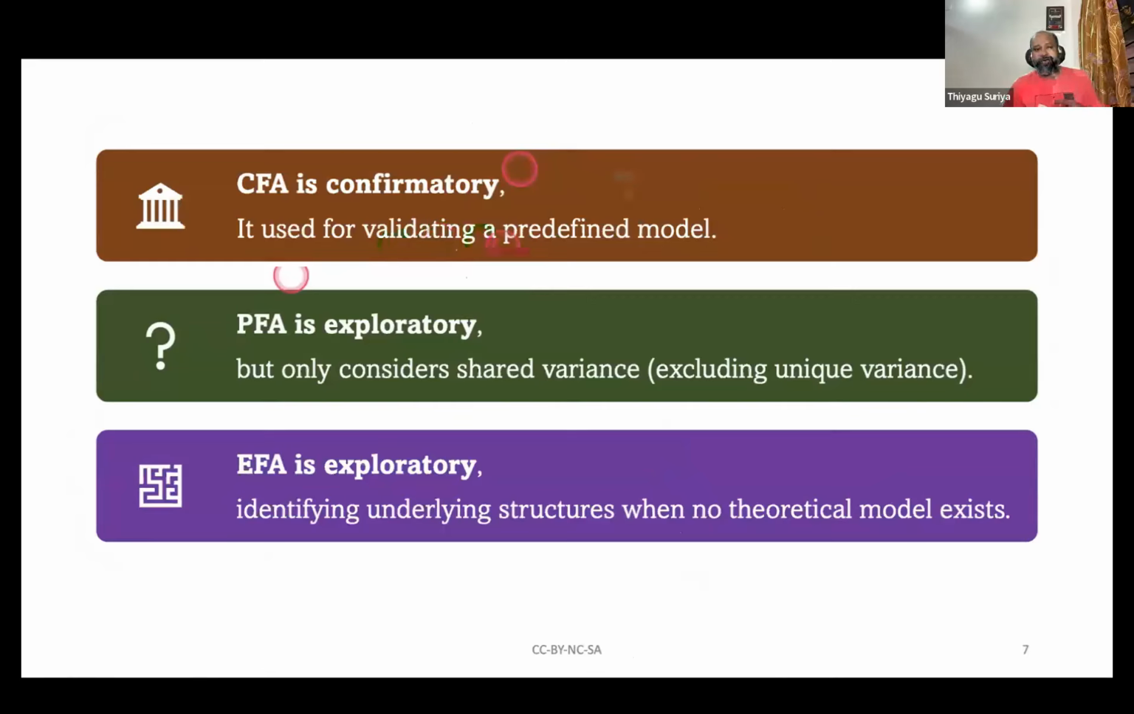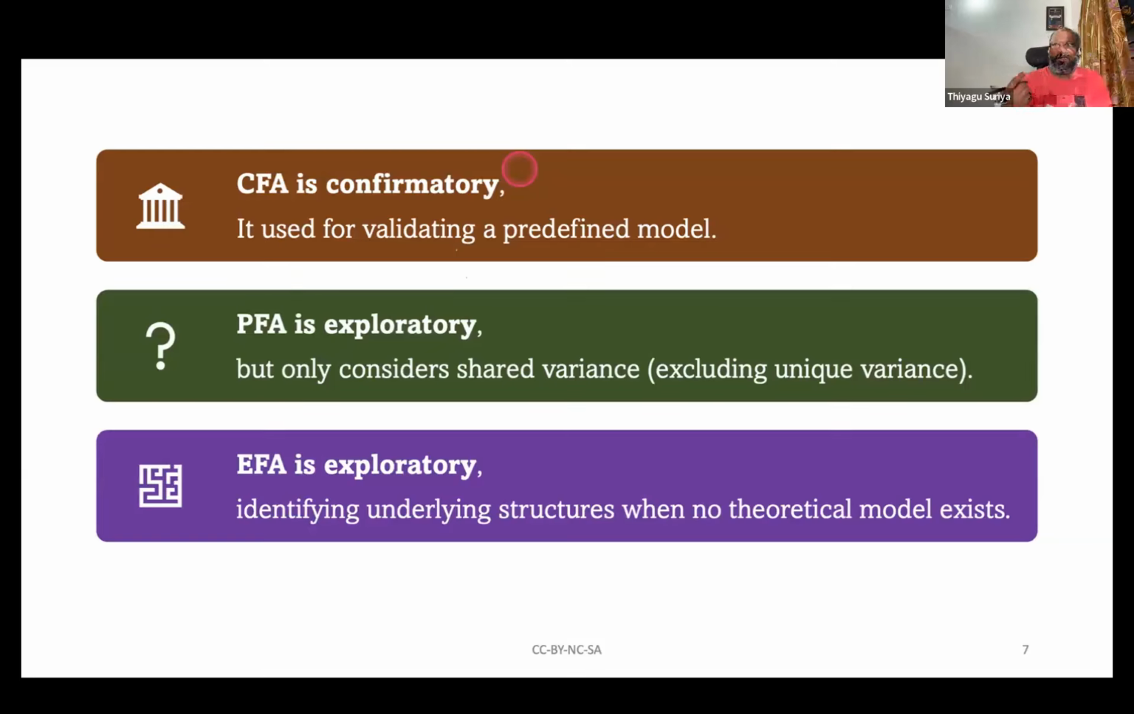For example, I'm developing a tool for confirming personality, that's the Big 5 model. I already made a tool based on the 5 dimensions. I already categorized the dimensions. Finally, I can ensure whether all the items lie on the particular dimension. That is called confirmatory factor analysis. You already have the predetermined model or theories, so you can go with confirmatory.